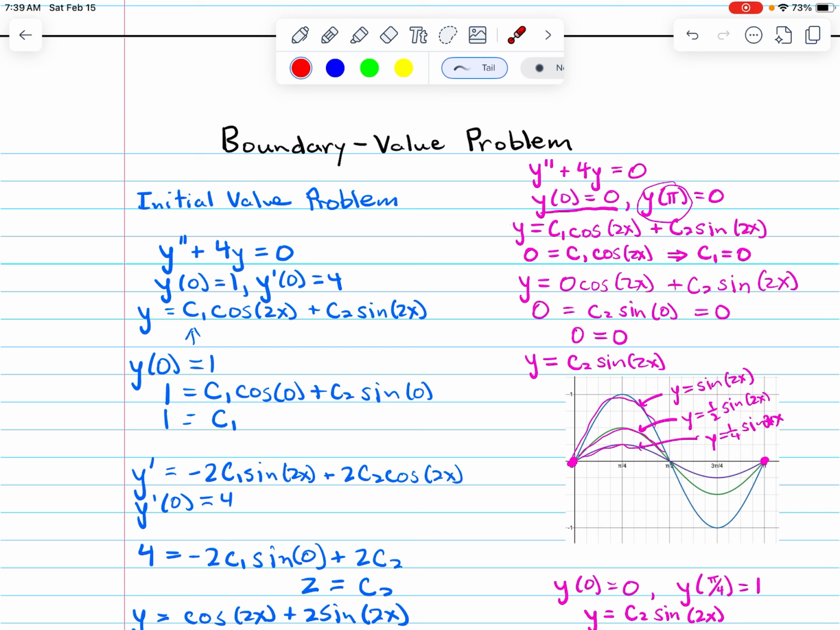But this just shows you that sometimes, so we have a boundary value problem here. Now notice this is not an initial value problem. This is a boundary value problem. It meets the conditions of that existence of a unique solution theorem. However, this is not an initial value problem. This is a boundary value problem. I'm putting in a 0 and then I'm putting in a pi.